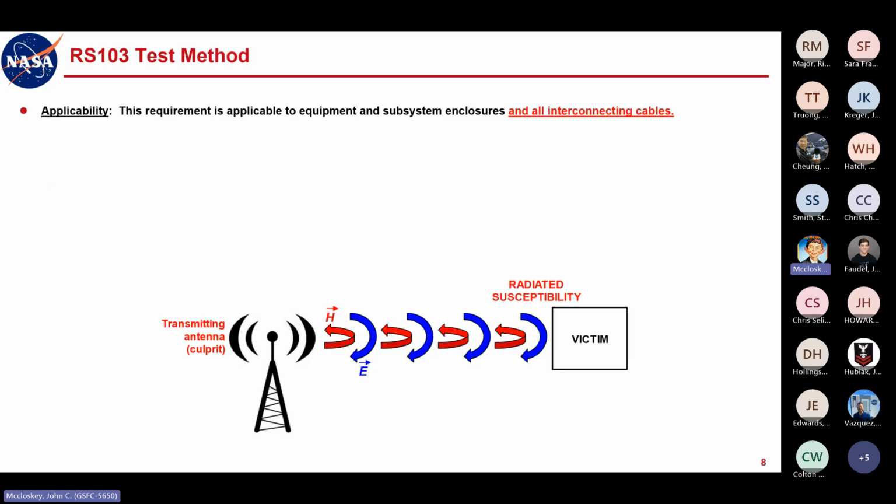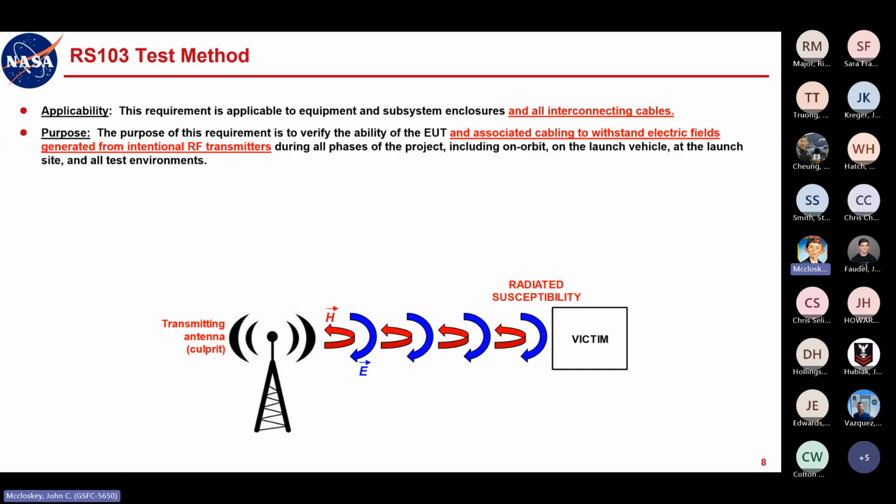So the basic RS103 test method, the applicability: it applies to equipment and subsystem enclosures and all interconnecting cables. That's directly out of the mil standard. And then the purpose of the requirement is to verify the ability of the EUT and associated cabling to withstand electric fields generated from intentional RF transmitters. Those are the key points there. Cabling, and that it's about withstanding electric fields from intentional RF transmitters. That's a very central point, and I'll keep beating that to death because it needs to be.